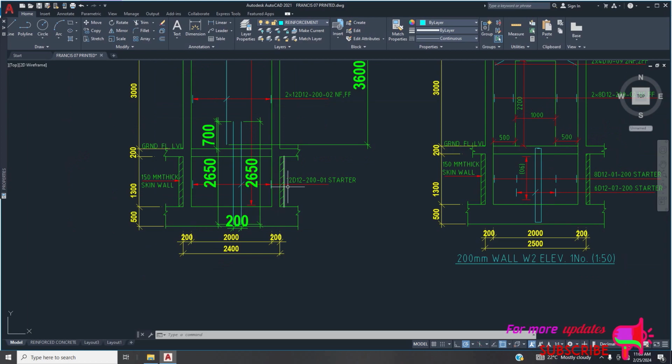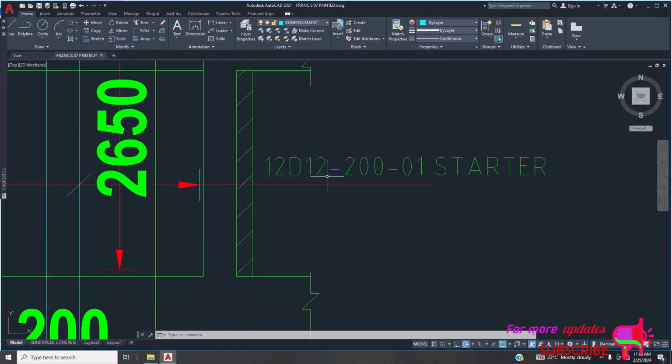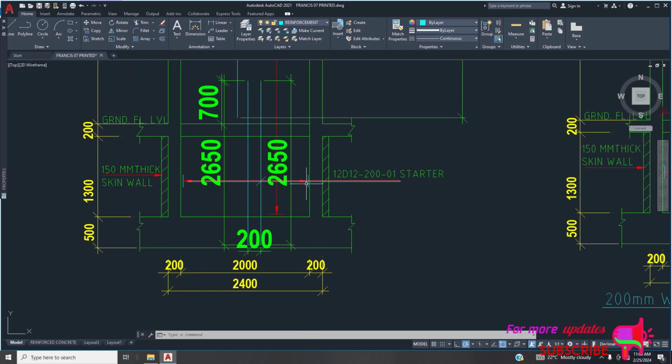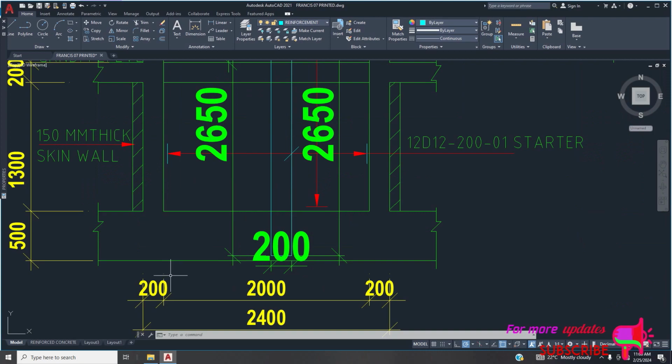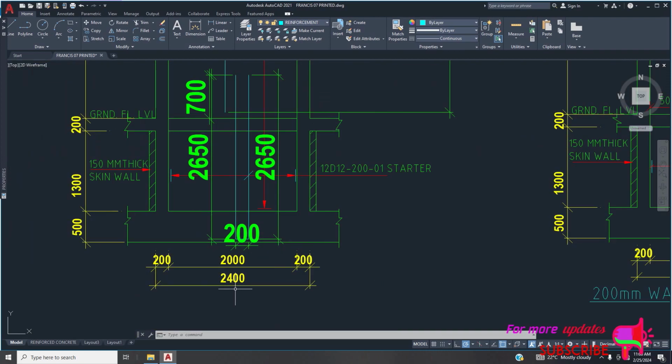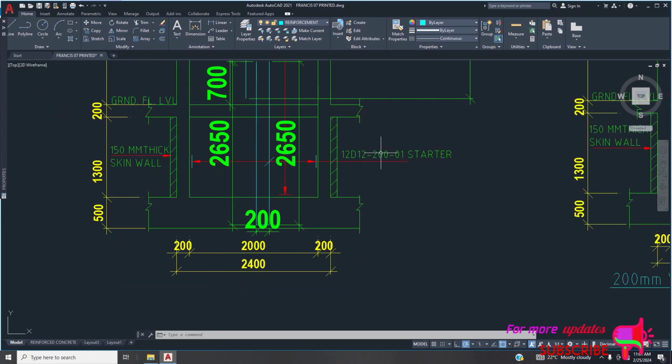So this one is the starter, and it is T12 at a spacing of 200. The number you can see is 12. Basically it will be 2400 divided by the spacing, that is 200. 2400 divided by 200 is 12.